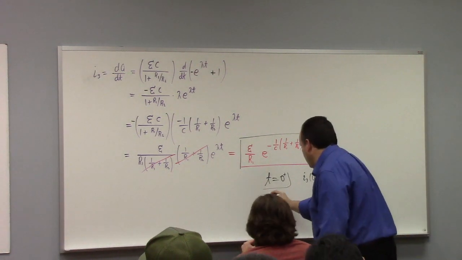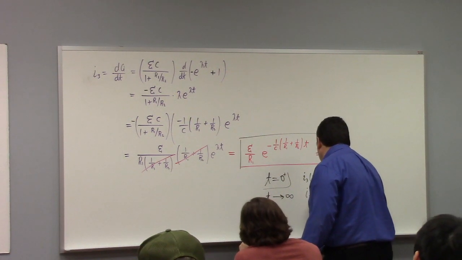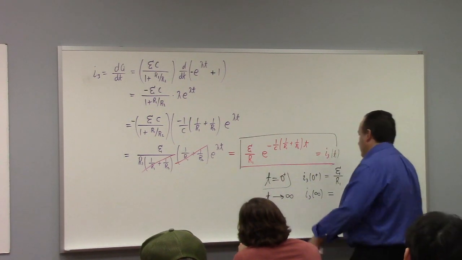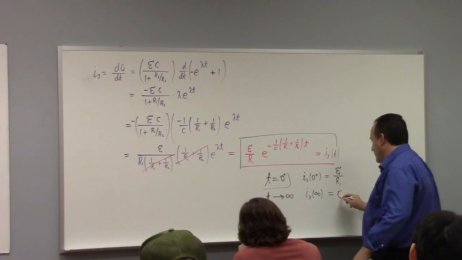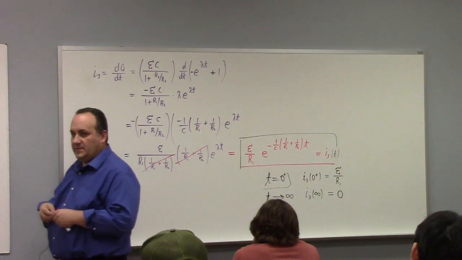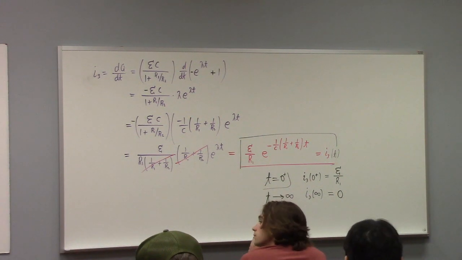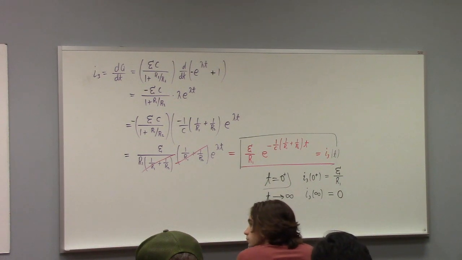And what happens as we get time going to infinity? This is 0, because the capacitor behaves as an open circuit for large times once it's charged up. Does this make sense?